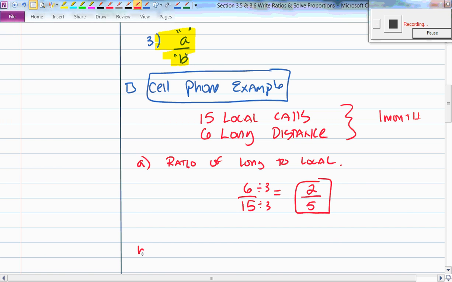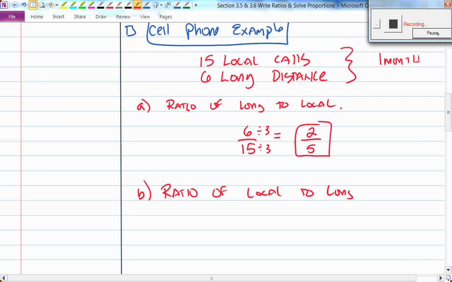Okay, here's part B for you. Ramsey, this one's yours. What is the ratio of local to long distance? All right, what's the ratio of local to long? Ramsey, what'd you get? I got 15 over 6. He says you got 15 over 6, and then he simplified the ratio to get 2 over... sorry. That's not what you got. What'd you get? 5 over 2. Good. So we have a ratio of local to long distance would be 5 over 2.